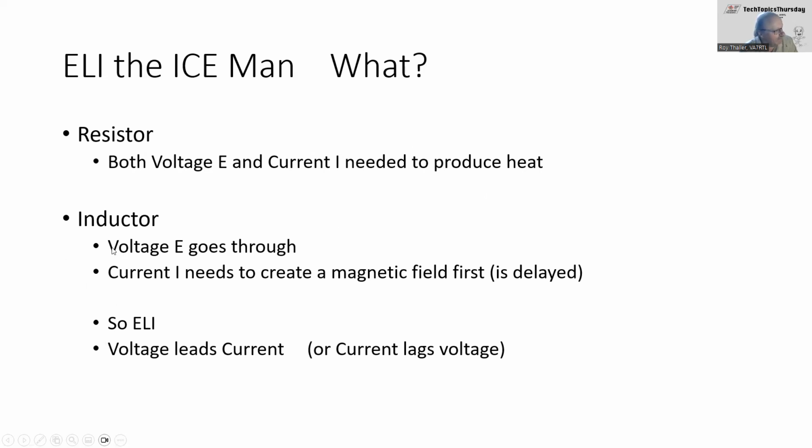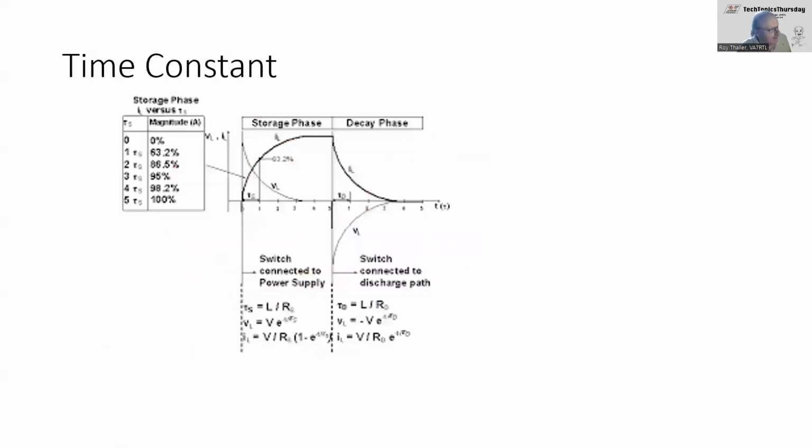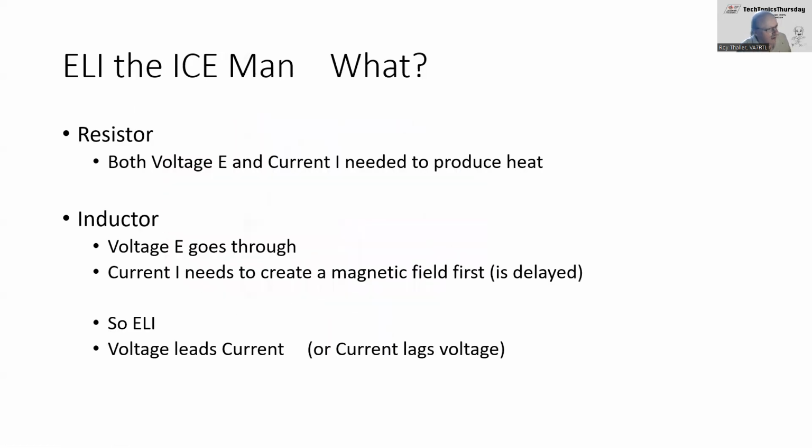But in an inductor, the voltage goes through first. The current needs to create a magnetic field, and it takes some time to create this magnetic field because of those curves we saw back here. So it's delayed. So you've got ELI: voltage leads current, or you can look at it as current lags the voltage. Just remember, most common is voltage leads current. L stands for lead.